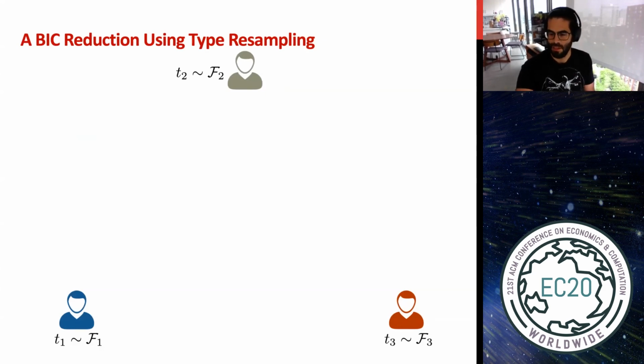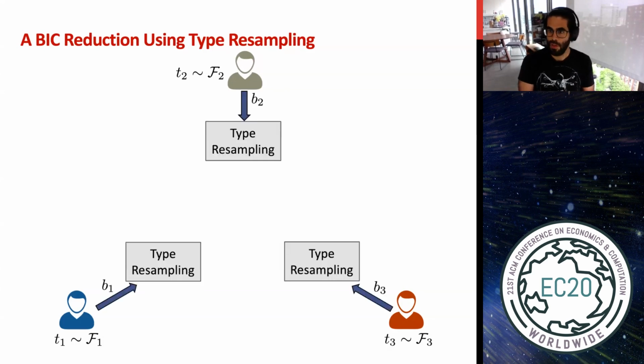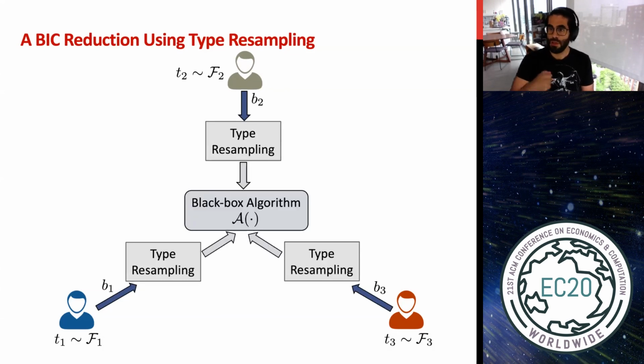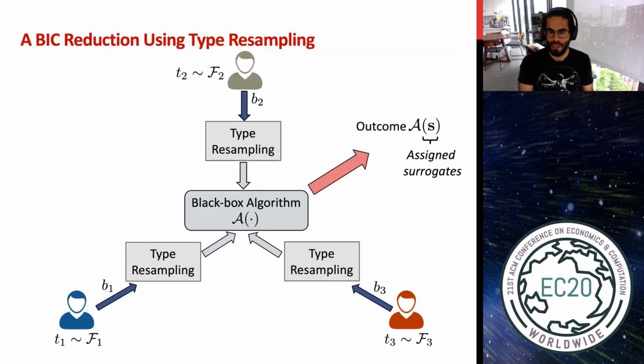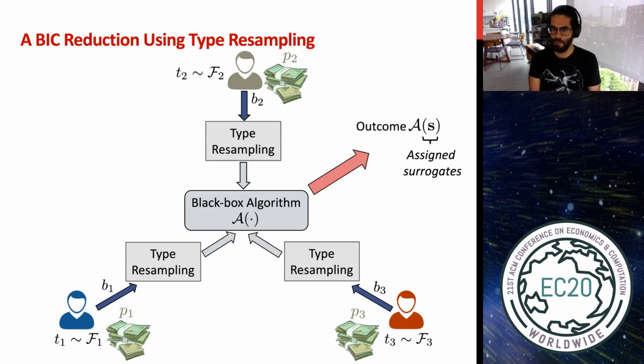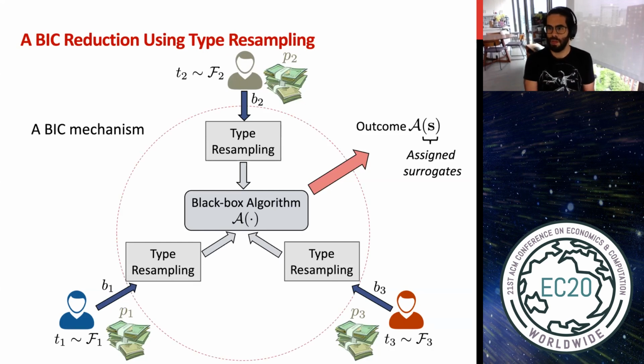We have agents attending the mechanism, each one reporting a type. Type resampling gets the type from each agent and produces a new type, which we call a surrogate, and then plugs all of these surrogates into the given black box allocation algorithm. This algorithm outputs some outcome, and then we compute the payments. So the structure of the black box reduction is about designing these type resampling modules in a way that the final mechanism is a Bayesian incentive compatible mechanism.